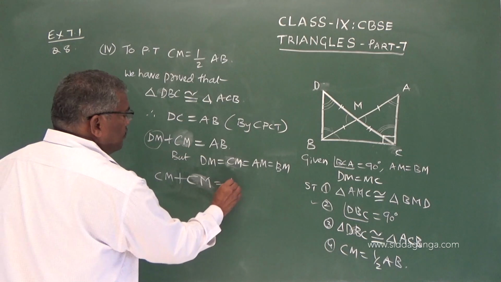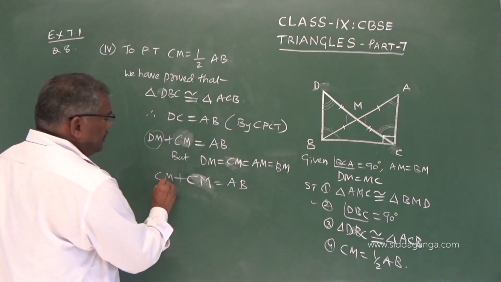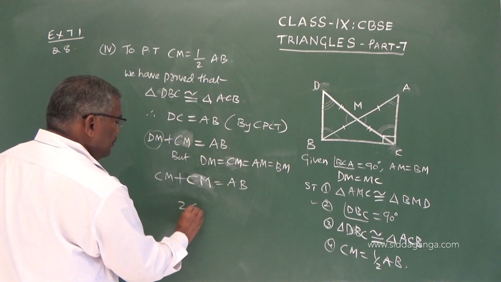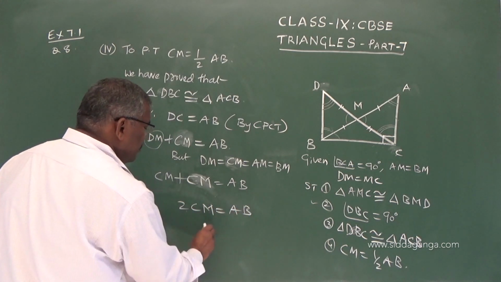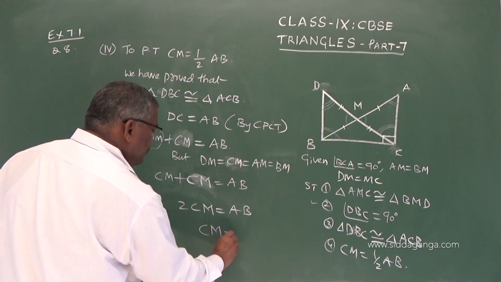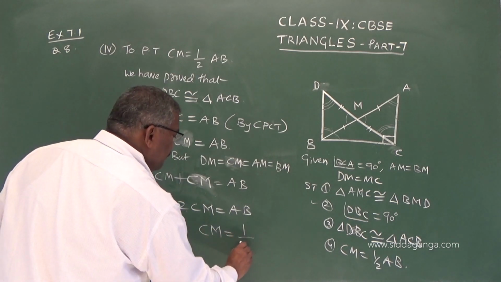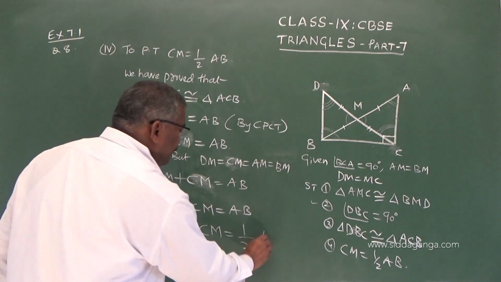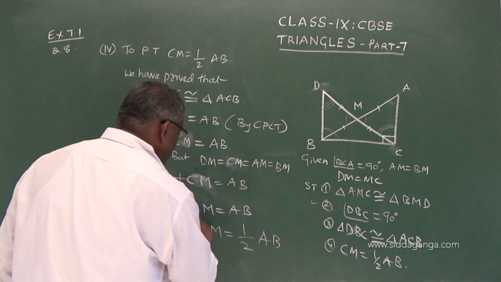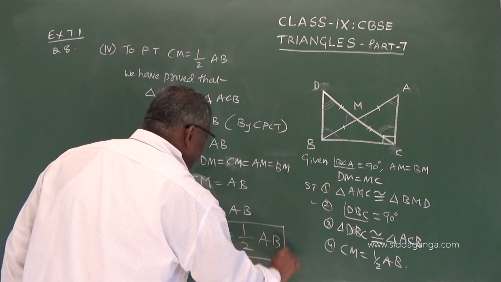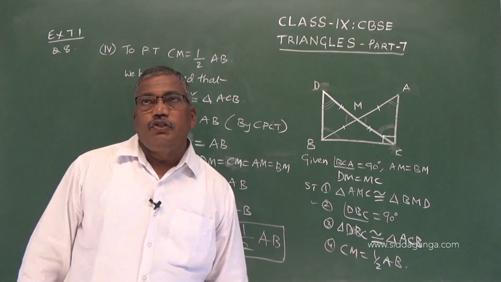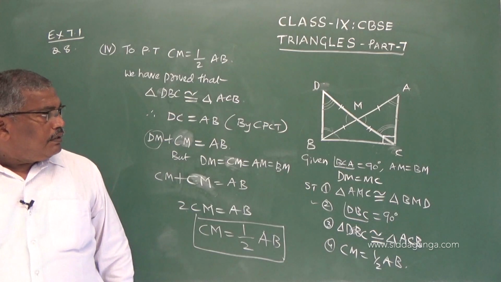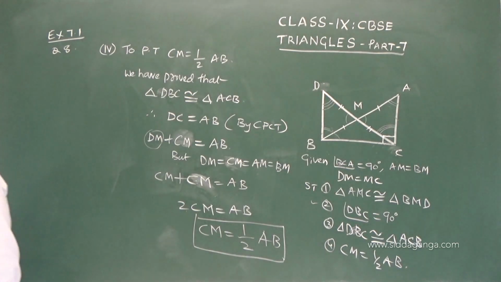CM plus CM is equal to AB. CM plus CM is 2CM. 2CM is equal to AB. So therefore, CM will be equal to half of AB, divided by 2. So this is what we need to prove. So this is the answer for the fourth question. Please note down.